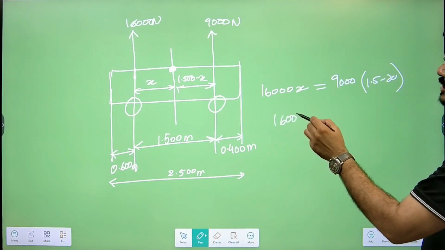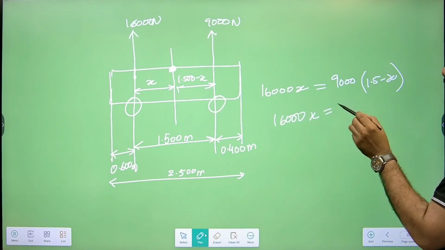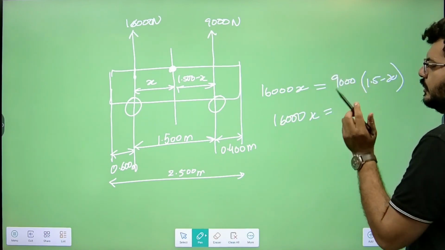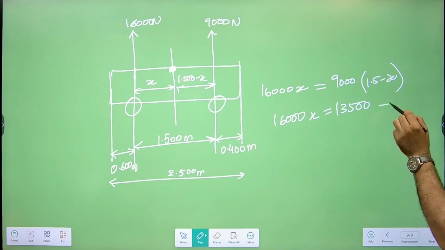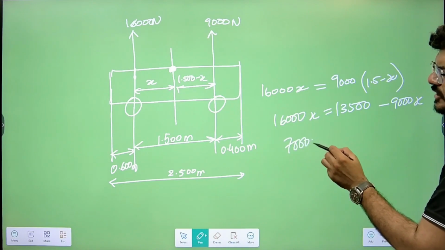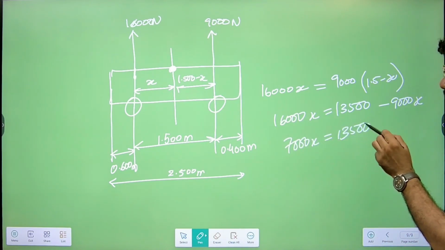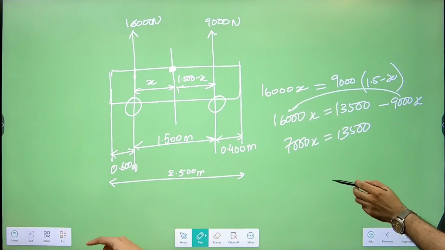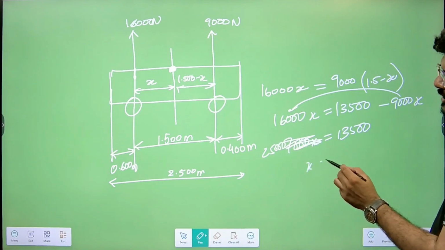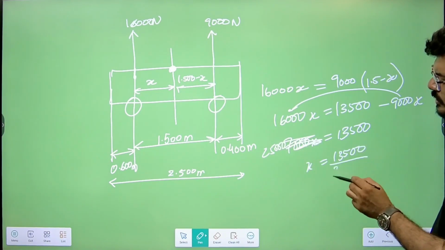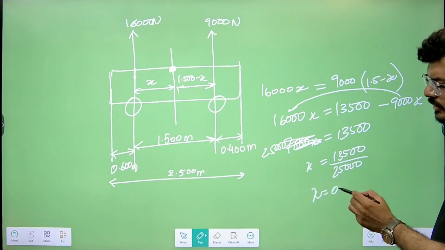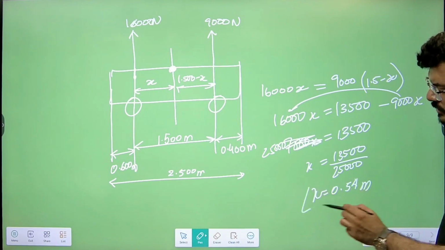So 16,000x is equal to how much? 13,500 minus 9,000x. Correct. So what do I have? I have 25,000x is equal to 13,500. You take it here and add. So x is equal to 13,500 upon 25,000, which is 0.54 meter.